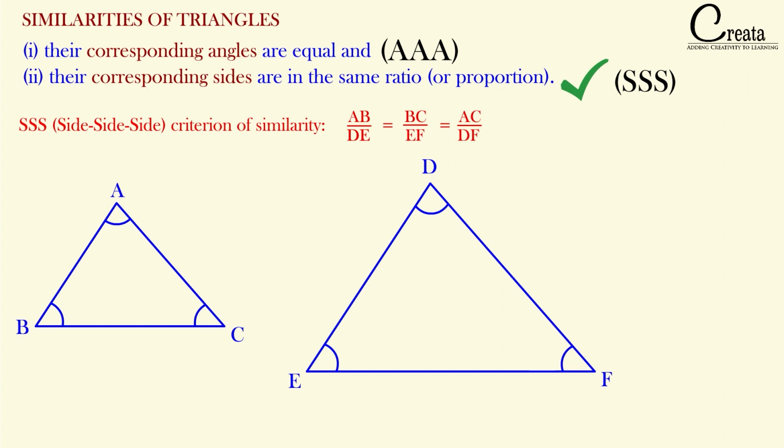In the AAA, only the first criteria we have to match. In the SSS, only the second criteria we have to match. The other criteria will automatically get equal. So in case of triangles, if any one criteria is matching, we do not need to check the second criteria. The triangles will be similar to each other. One important thing to note in this SSS criteria, that is we do not have to equate the sides. SSS is symbolizing only that the ratio of the corresponding sides should match with each other.